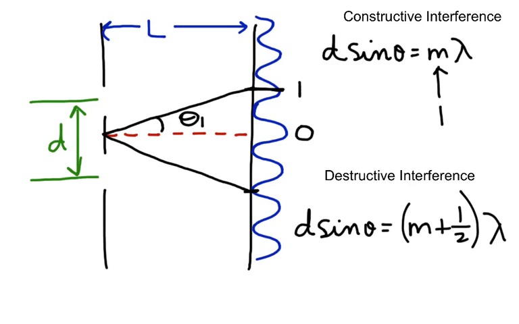This also happens to be, let's see, this would be an order of 0, order of 0, order of 1. This is also an order of 1, but for destructive interference. So we would still plug in a value of 1 for the order, but you see that we would then add 1/2 to that.